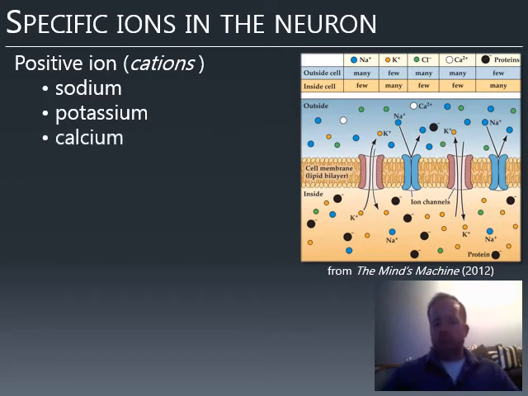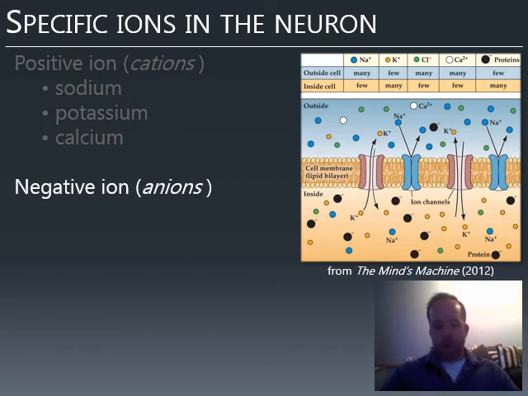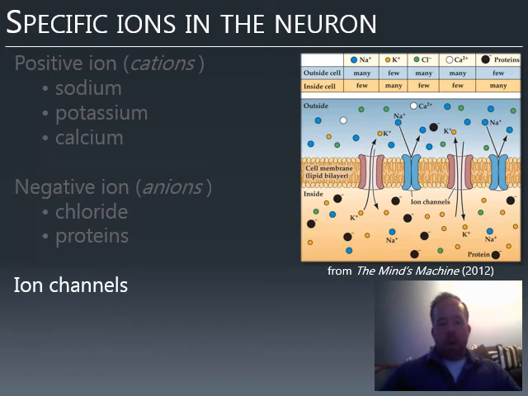We also have things like calcium, which is not going to be very important today, but in the next lecture it will become more important. We also have negative ions, which are called anions. Again, it's an-ions. These are things like chloride and proteins, which, again, are not important today, but next lecture they will be. And we have what are called ion channels, which are holes in the neuron's membrane. It's a way for ions to move across from one side to the other.